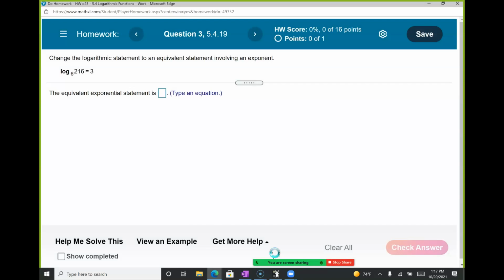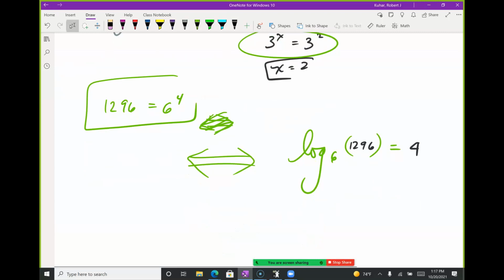Here's one where I'm looking at this going, what does it say? It says log base 6 of 216 is 3. Okay, but that's not my language. I don't know what they're talking about. Log base 6 of 216 is 3.